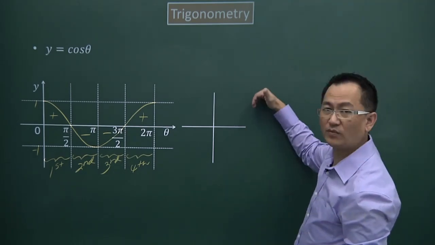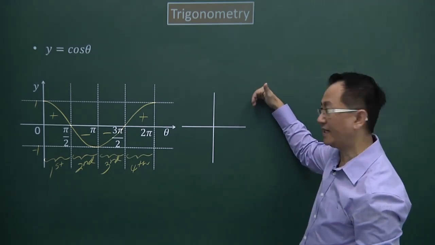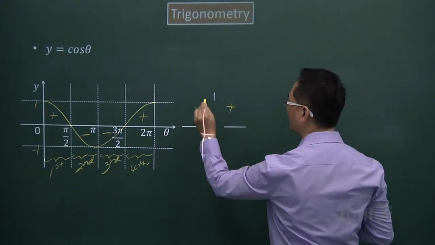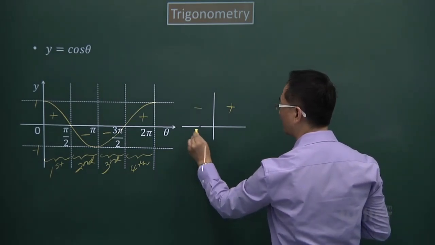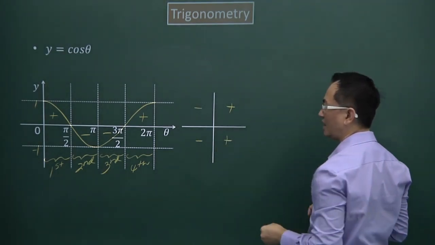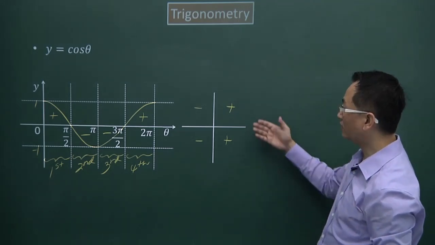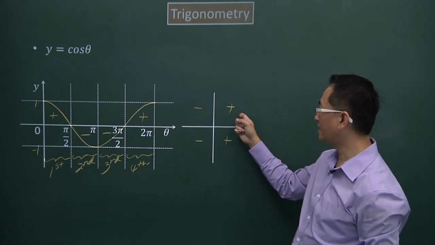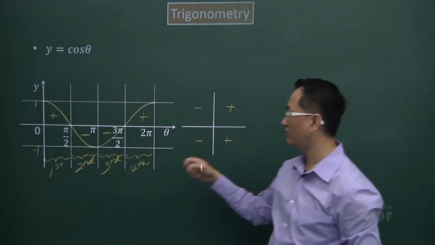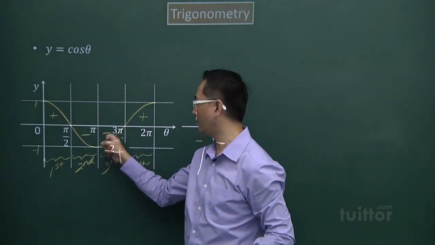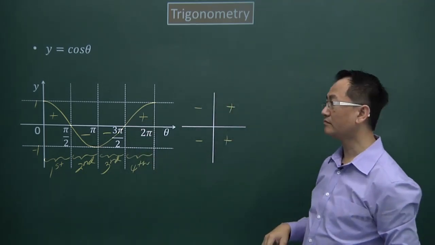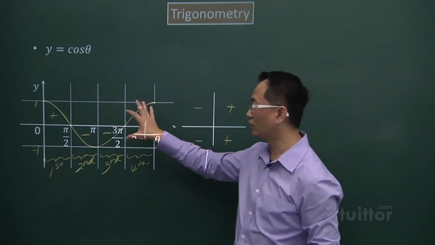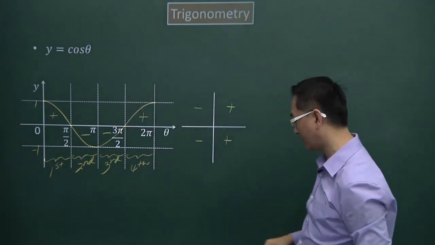So from what we did just now, the four quadrant ideas, cos is positive in the first quadrant, negative in the second, negative in the third, and positive in the fourth. And you can see this result corresponding to the graph. Positive, negative, negative, positive. So that's how the four quadrants are related to the graph itself.